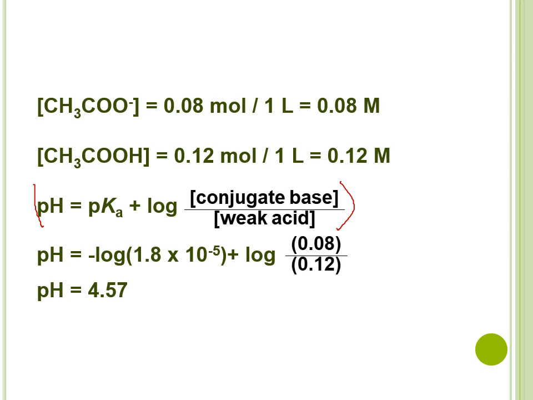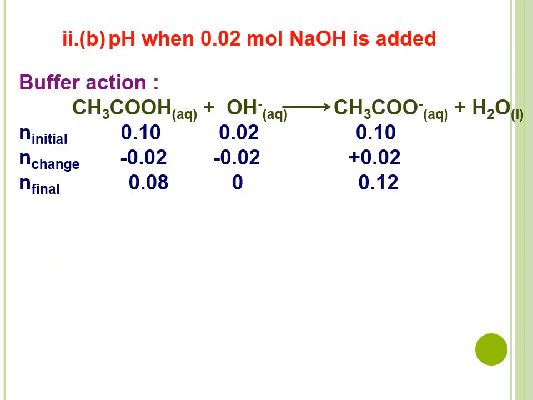pH equals negative log 1.8 times 10 to the power negative 5 plus log 0.08 divided by 0.12. We got the pH equals 4.57. It is not that much of a difference from the previous pH we have calculated. Now, what happens when we add 0.02 mole of hydroxide ion?